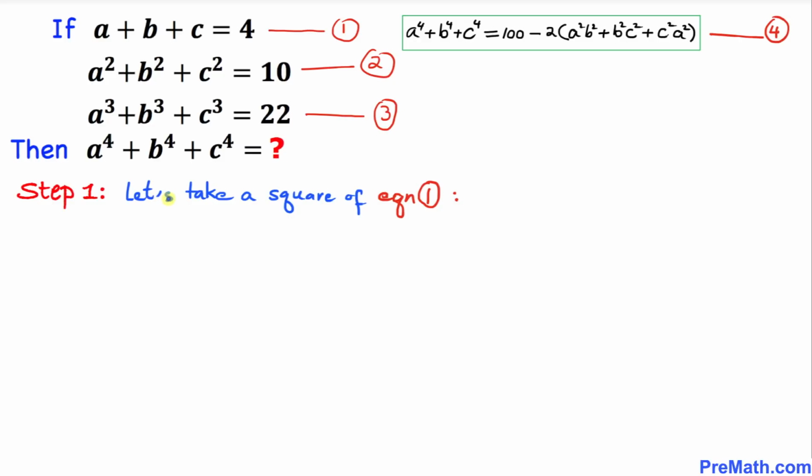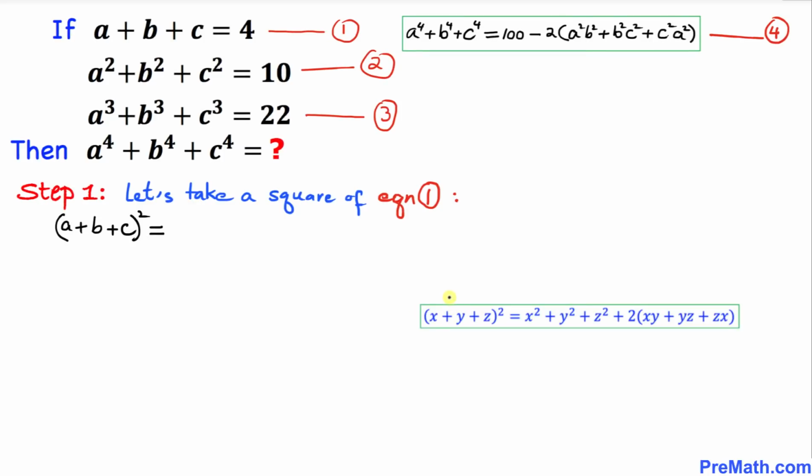And here's our next step. Let's take a square of our equation number 1. Here I have copied down the left hand side of equation number 1. Let's take the square of that one, and by the way we'll be using this formula once again as we did previously. So we're going to get a square plus b square plus c square plus 2 times ab plus bc plus ca.